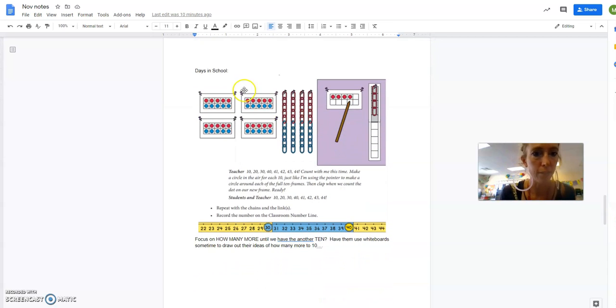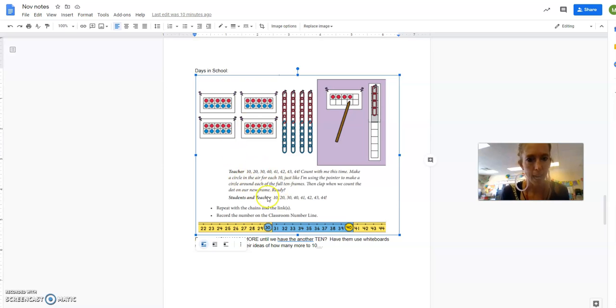All right, then we have days in school. And this is like, oh, you know what you're doing here. This is just a refresher to say what Bridges is advising as you go through it. For example, here's all the stuff you have up. You have the 10 frames, you have the links, and you have those dots you're filling up.